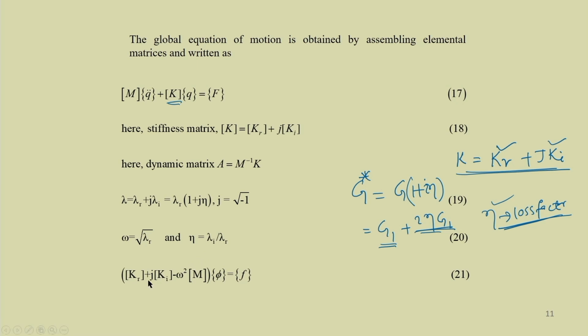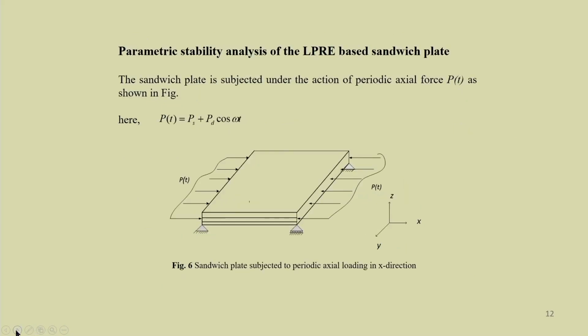So, Kr plus j Ki minus omega square m into phi equal to f. This way also one can write this equation, and solving this equation by using an iterative solver one can find this omega, or one can find the eigenvalues of this A matrix, and from that frequency and loss factor can be obtained. So, now let us see.